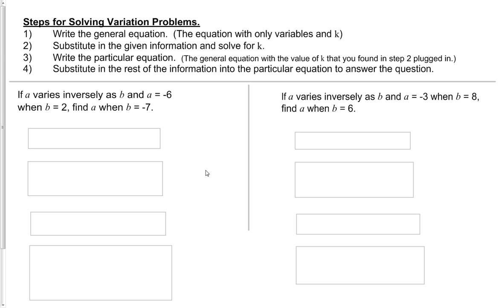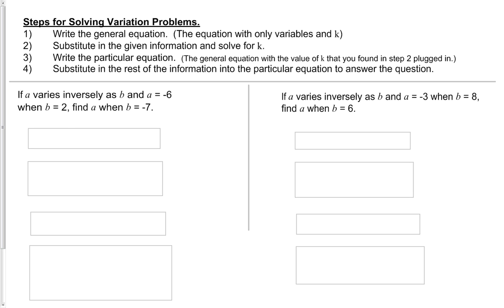Now we're going to solve problems that use inverse variation. So let's go ahead and start right with our example. If A varies inversely as B, and A equals -6 when B equals 2, find A when B equals -7.